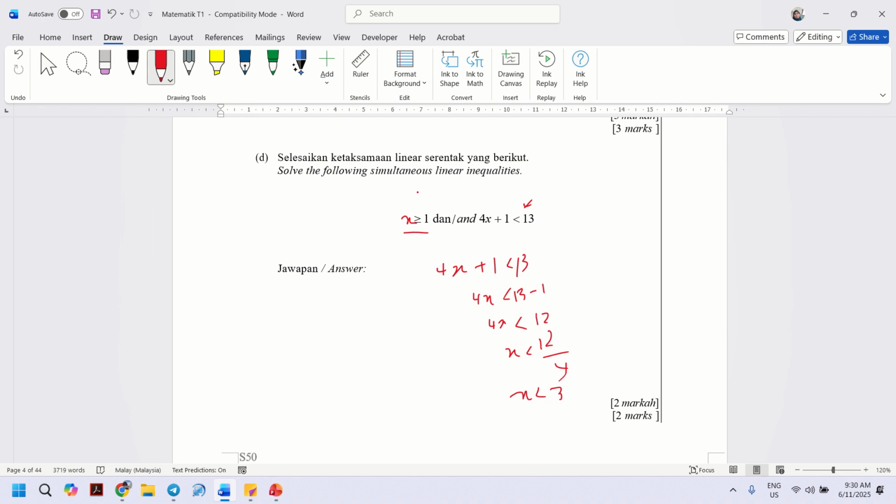So how to solve the simultaneous linear inequalities? We have done this before. The first one is x greater than or equal to 1, so you darken the circle and move to the right side. X is less than 3, so 3 is on the right side of 1. Circle it and move to the left. This is the sharing region. So what is the answer? 1 is less than or equal to x, and x is less than 3. So this is the answer.